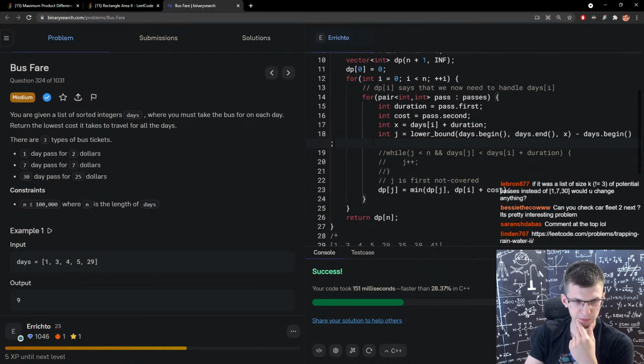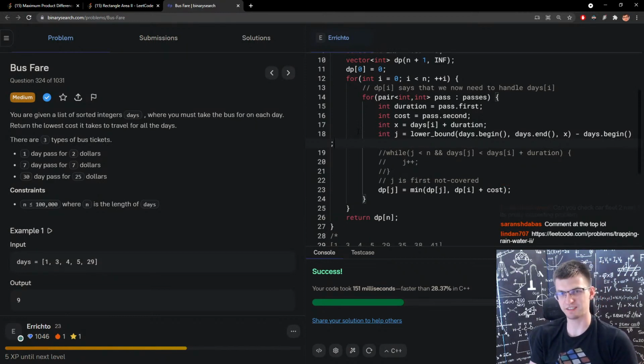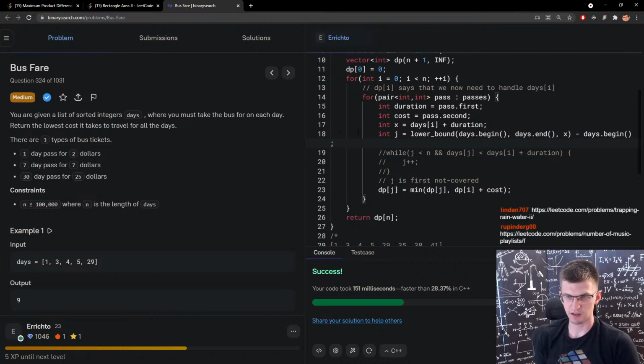Can we phrase all DP problems as push or pull? I don't know. Yes, there are some problems where you can only use push or only pull, or at least it's much easier to do one of them. If it was a list of size different than 3, would you change anything? No.